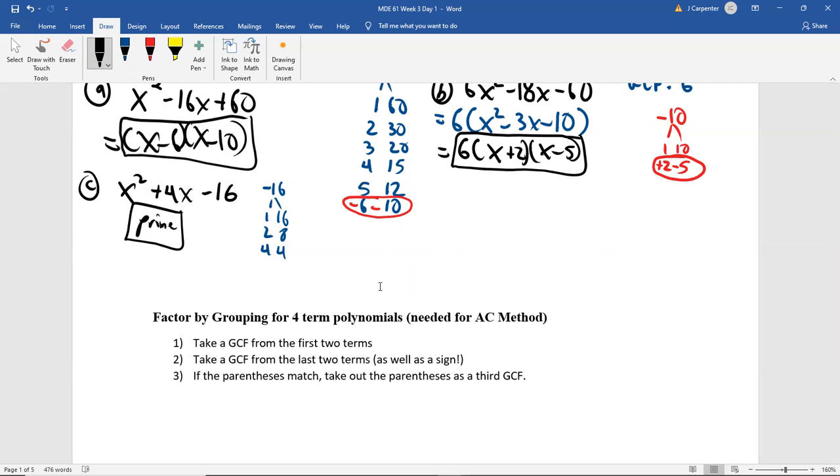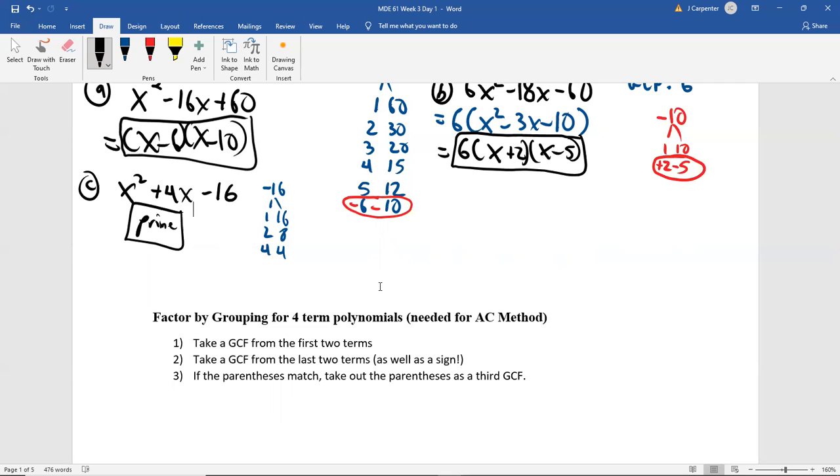So what do we do? And again, this method is going to be needed for the AC method later. You take a GCF from the first 2 terms. So you're going to mentally split this thing in half. So first 2 terms, second 2 terms, split them in half mentally. You're going to take a GCF from the first pair, from the first 2 terms. Then what you're going to do is also take a GCF from the last two terms. But because of the way you have to write things, you're going to need to take out a sign. Maybe a plus, maybe a minus, but you're going to need to write the sign no matter what.